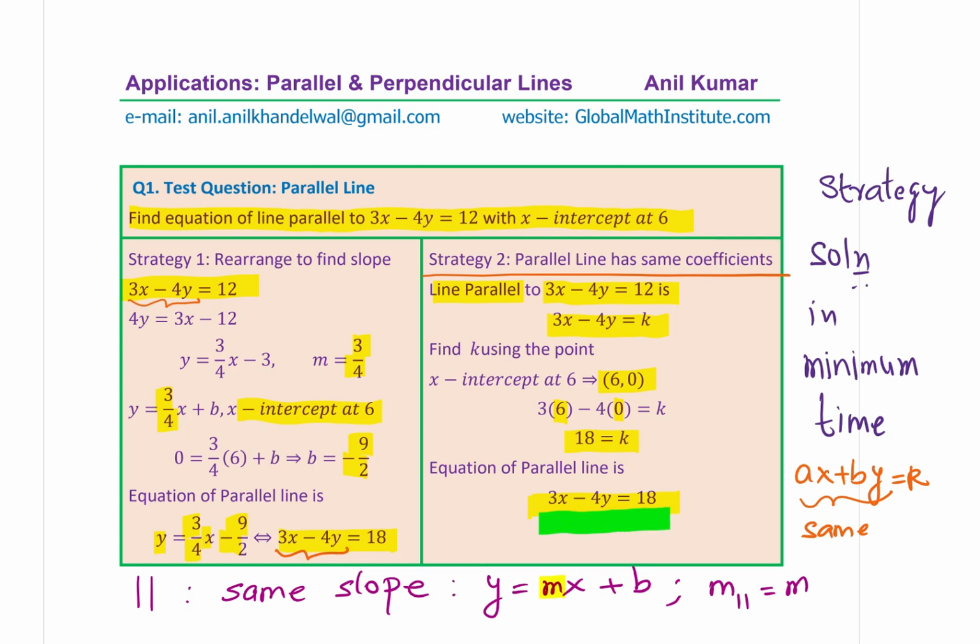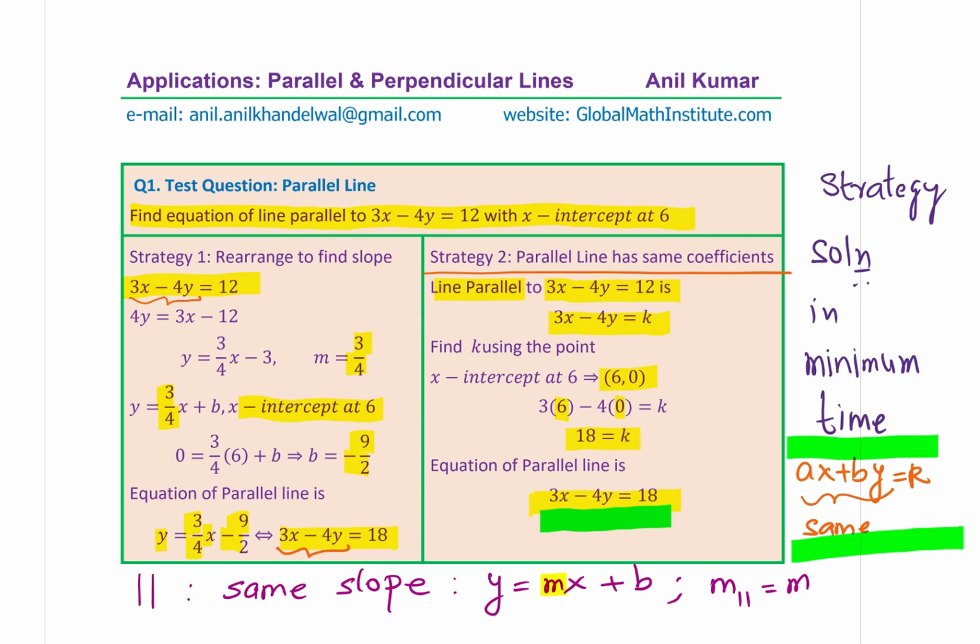So once again, have a good look at this. Parallel lines will have the same coefficients, ax plus by equals k. All these lines are going to be parallel, right? So take different values of k, sketch them just to verify, okay?